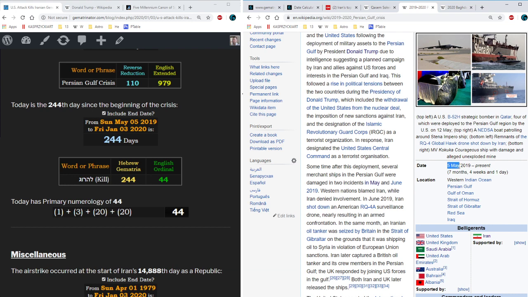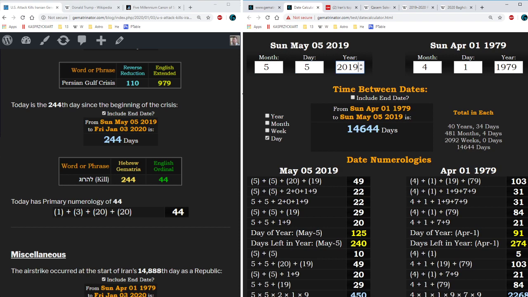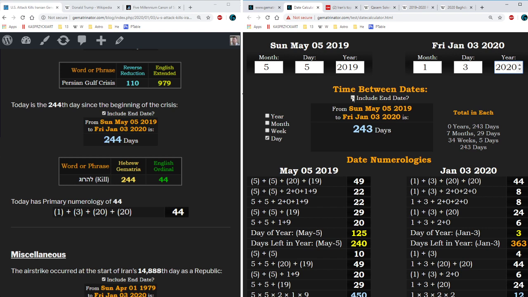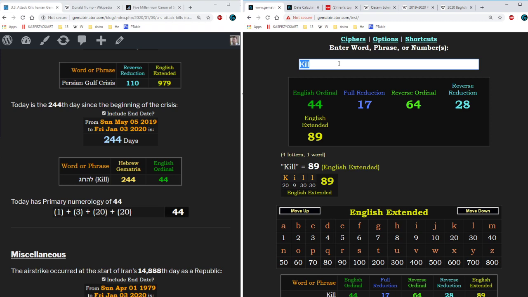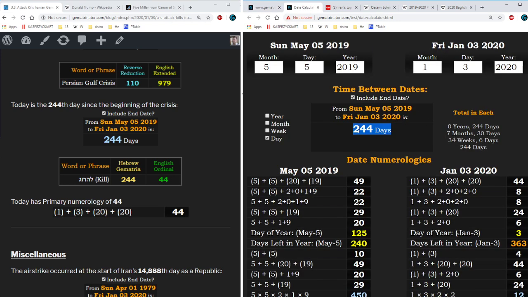Once again, staying consistent here, measuring to the beginning of the Persian Gulf crisis, to the date of the attacks on the general, we find that today is the 244th day of the crisis. In Hebrew Gematria, the word kill sums to 244. In the standard alphabetic order in English, the word kill equals 44, which is also today's date numerology, 1 + 3 + 20 + 20.